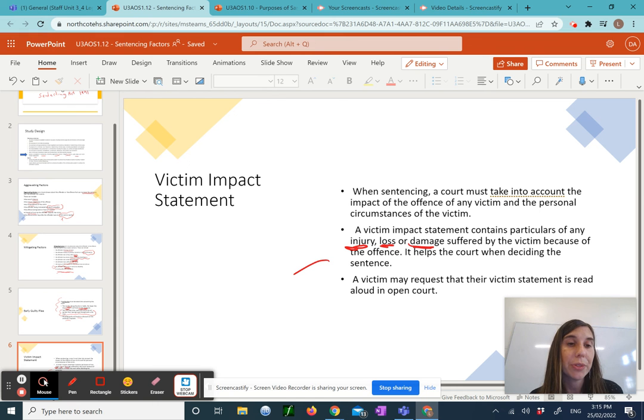Okay, so these are all the different things that will help reduce a sentence or increase a sentence. So a quick reminder, aggravating increases the likelihood of a more severe sentence, mitigating decreases it, and then victim impact statements and early guilty pleas may have an impact in terms of mitigation as well.